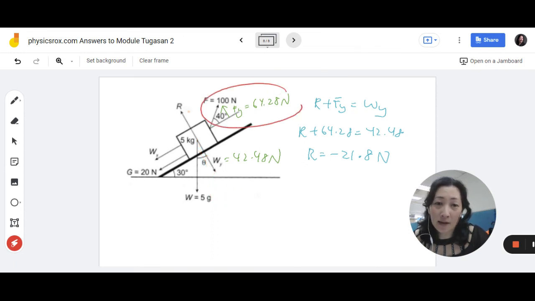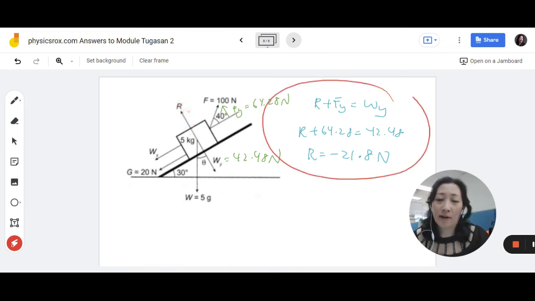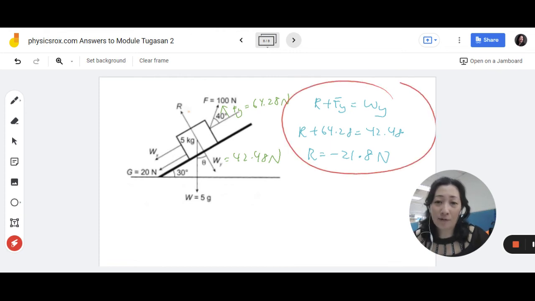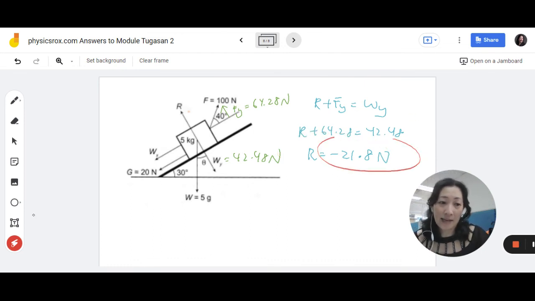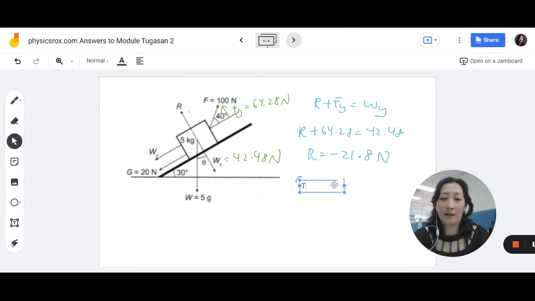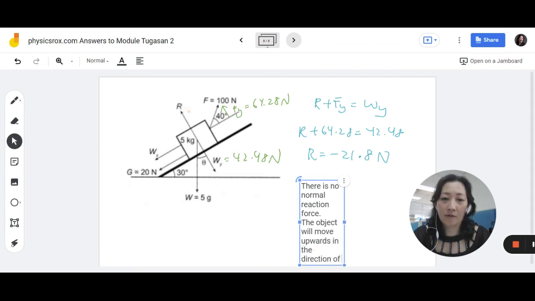So if you look at what's happening, you have an upward force of 64.28 and a downward force of 42.48. This object is actually going to be lifted upwards in this direction. There is no normal reaction. So that's why I'm releasing this video to let you know this is actually the correct answer if the normal reaction was balanced. But because this number doesn't make sense, what this tells us is that there is no normal reaction force. The object will move upwards in the direction of Fy.